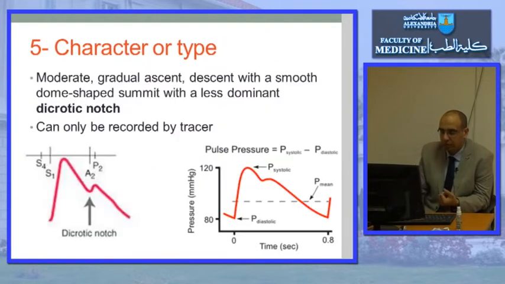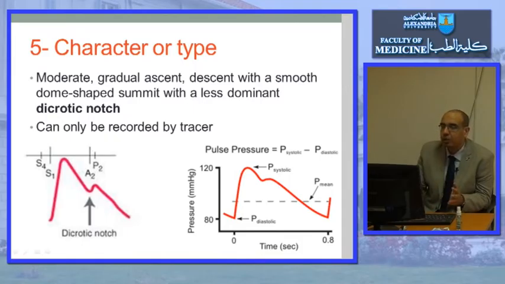The fifth item to comment on pulse is the character or the type of pulse. Normally, there is a gradual ascent for the pulse, there is a descent, and there is a dicrotic notch, and then it decreases. This is the normal pulse wave.